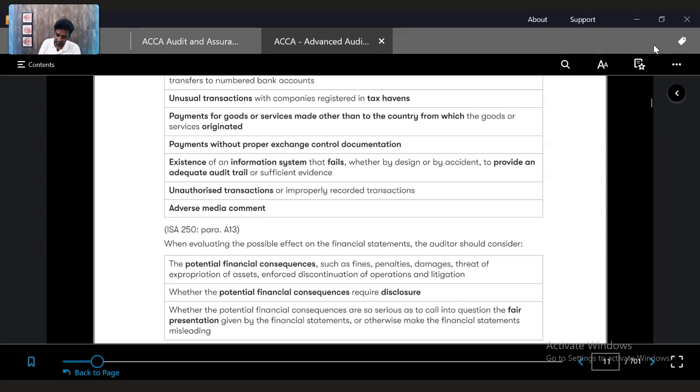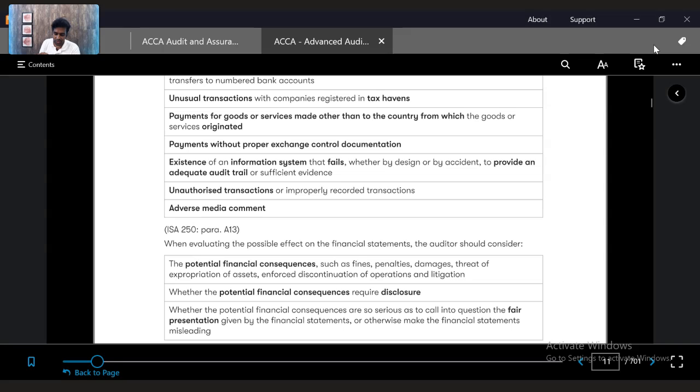Existence of an information system that fails, whether by design or accident, to provide an adequate audit trail. Like when we ask for documents or information relating to certain payments, they'll say, oh, you know what, the system is not operating well, during that time the system was not functioning, or the system was down, etc. So we lost the audit trail.